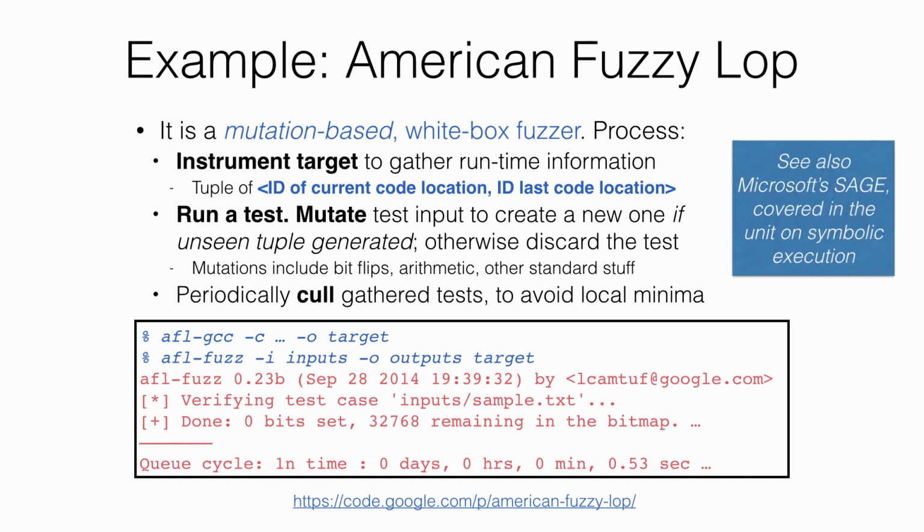Another example of a white box fuzzer is Sage, and this uses symbolic execution as its underlying test generation technology. We talked about Sage in the prior unit on symbolic execution.